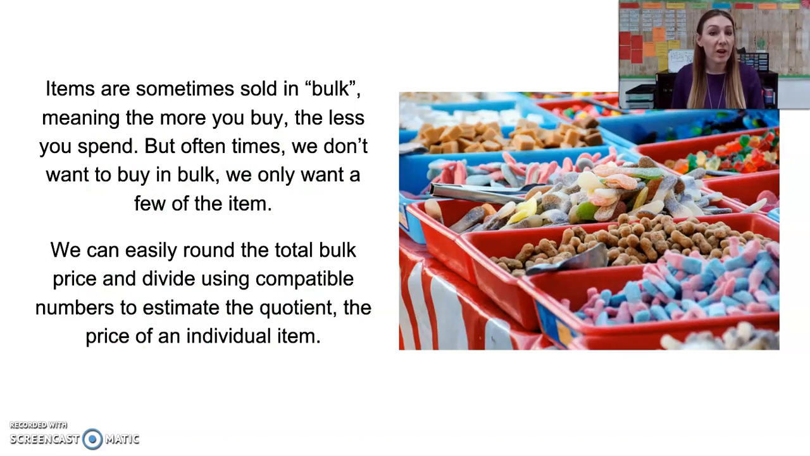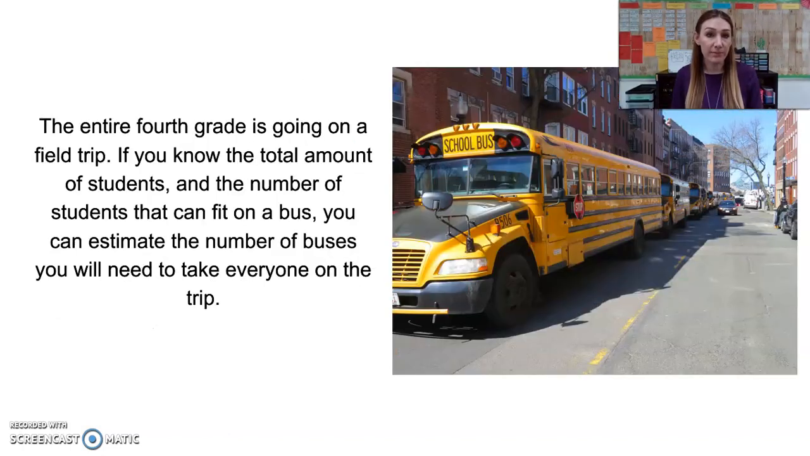Items are sometimes sold in bulk, meaning the more you buy, the less you spend. But oftentimes we don't want to buy in bulk. We only want a few of the item. We can easily round the total bulk price and divide using compatible numbers to estimate the quotient or the price of an individual item. Let's say, for example, the entire 4th grade is going on a field trip. If you know the total amount of students and the number of students that can fit on a bus, you can estimate the number of buses you will need to take everyone on the trip.